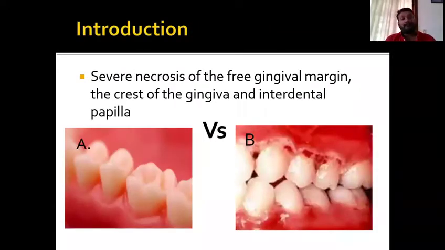So there will be a severe necrosis of the free gingival margins. So this is the free gingival margin what we explained last class. So here will be necrosis. You can see the second figure. There will be necrosis in the free gingival margin, the crest of the gingiva and interdental papilla. This is the crest of the gingiva. This is the interdental papilla. So that's why it's called acute necrotizing. Acute means very fast, fast spreading.